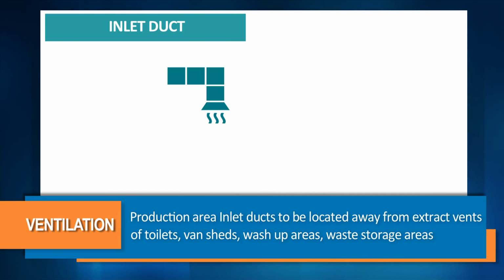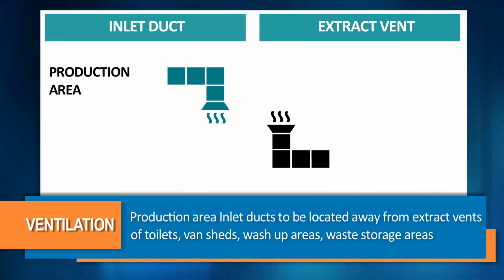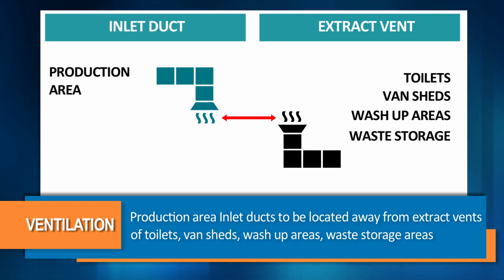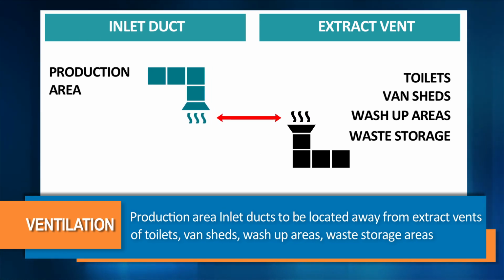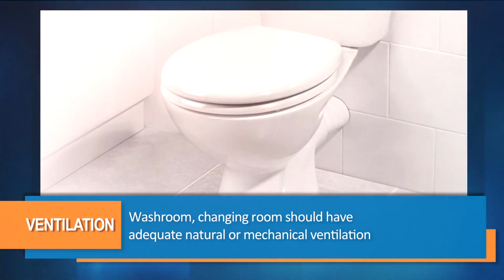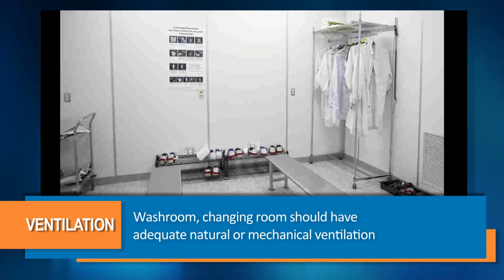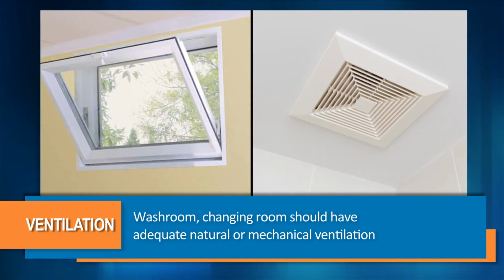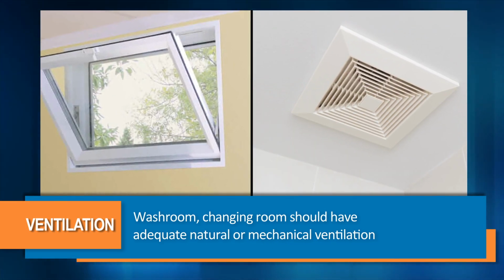Inlet ducts from the air supply in production areas must be located away from the extract vents from areas such as toilets, van sheds, wash-up areas, waste storage areas. Washroom, changing room should also have adequate natural or mechanical ventilation.